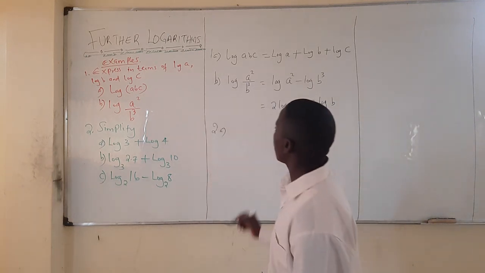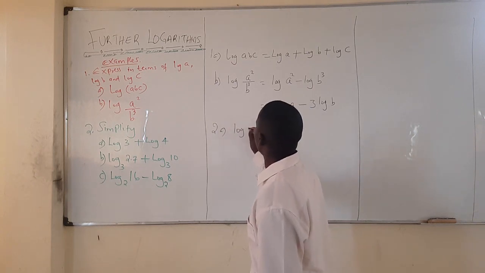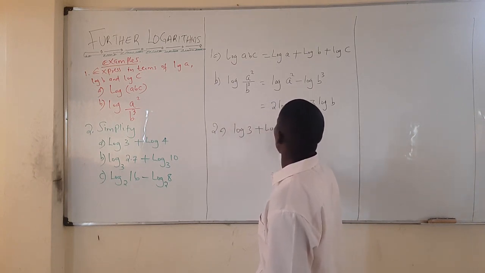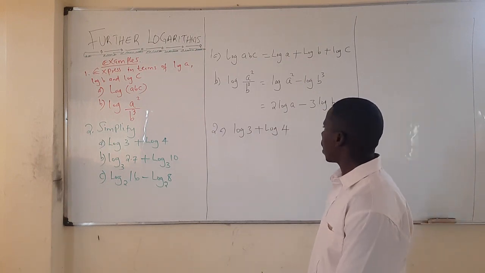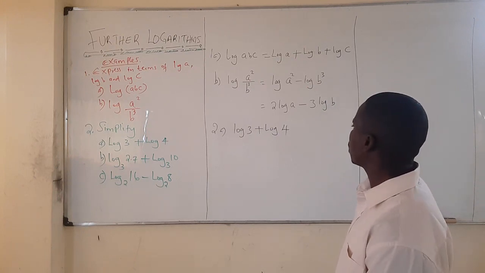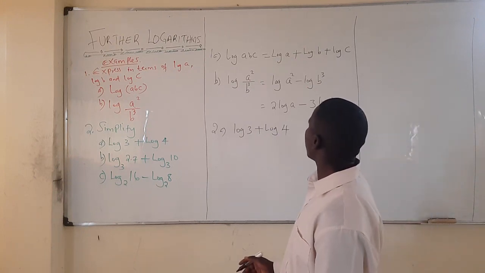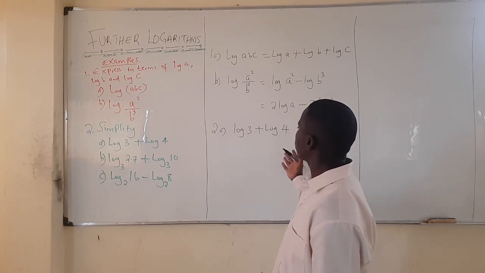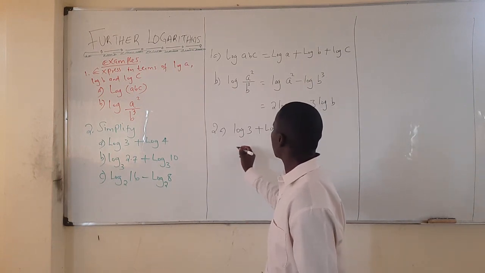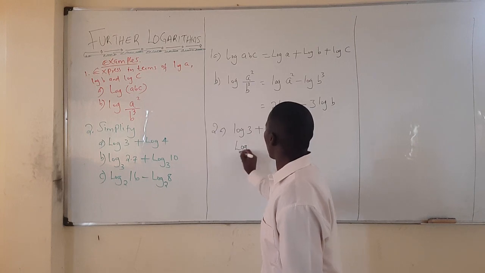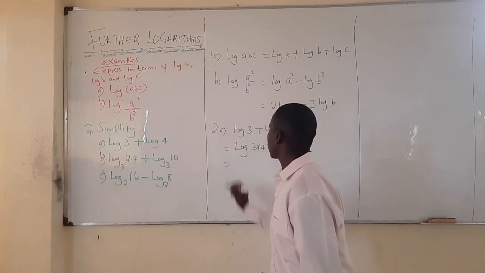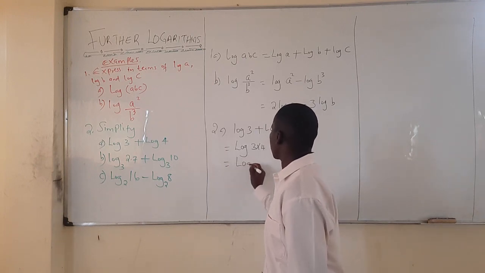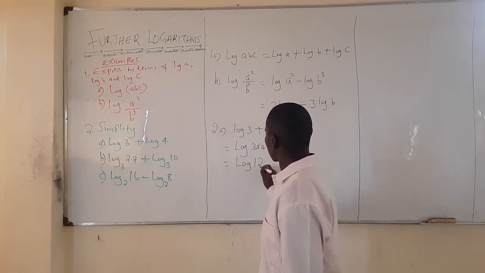We have to simplify the log of 3 plus the log of 4. So the log of 3 plus the log of 4. Using the first rule, the product rule, they are now on the second part, so you go backwards. This is going to be the same as the log of 3 times 4, which is going to be the same as the log of 12.